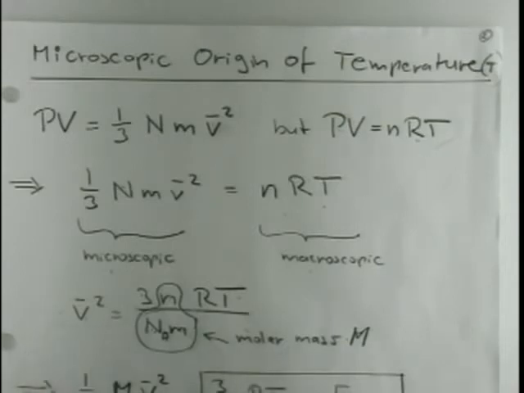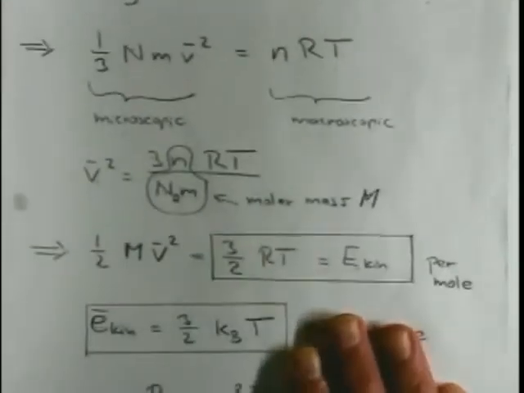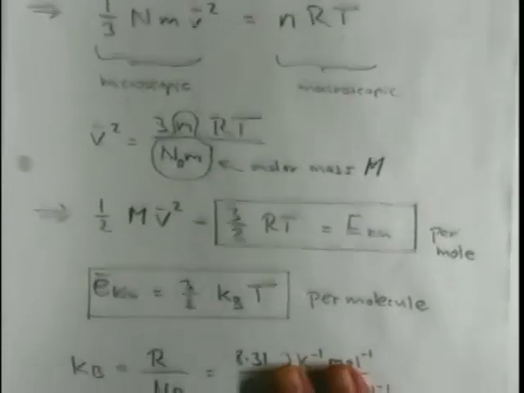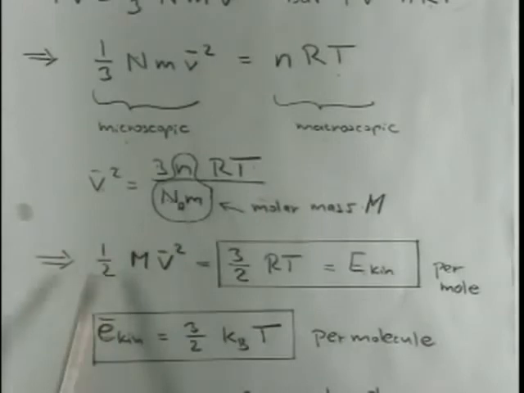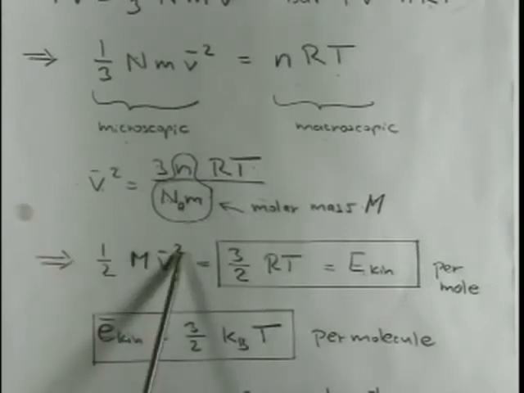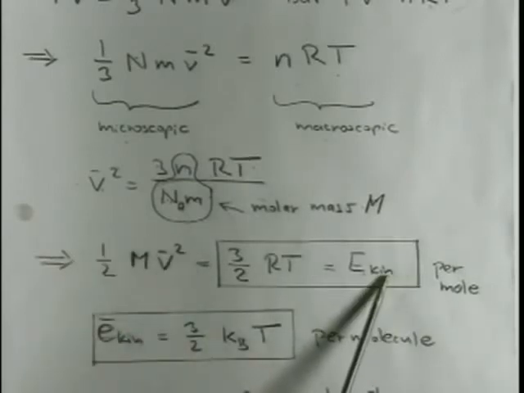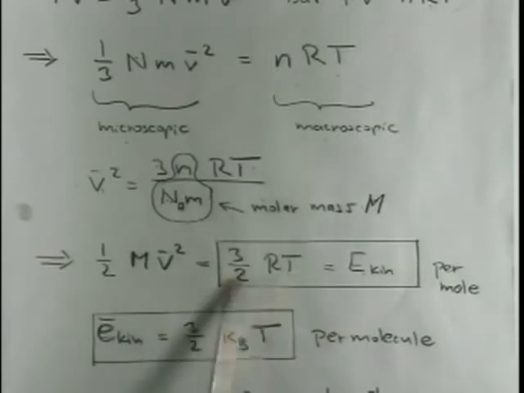Now why don't I bring this M right over here, okay? And now I just expand this with 1/2. If I have 1/2 M times V bar squared, what is that? I had this equation here, I rearranged it, I expanded it with 1/2. So I have 1/2 M times V bar squared. What's that? That's the kinetic energy. And this is 3/2 RT.